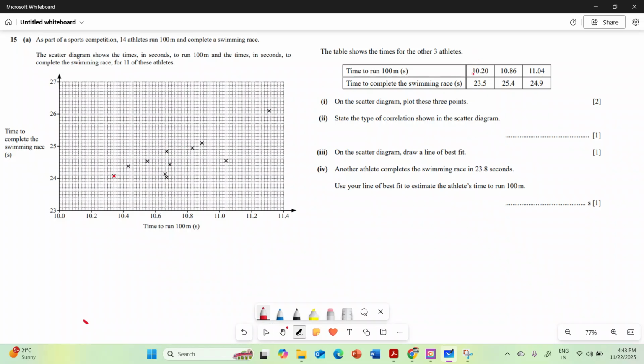So here in the first question, on the scatter diagram plot this point. So this is 23.5. So this is 20, 1 2 3 4 and 5. So 5 will come here. So this is the point. Here is the first point. Second, 25.4. So here this is 21 2 3 4. So here 8.6, on this line it will come. So here this is another point. And here 11.4, and this is 24.9. So 24.9 will come here.